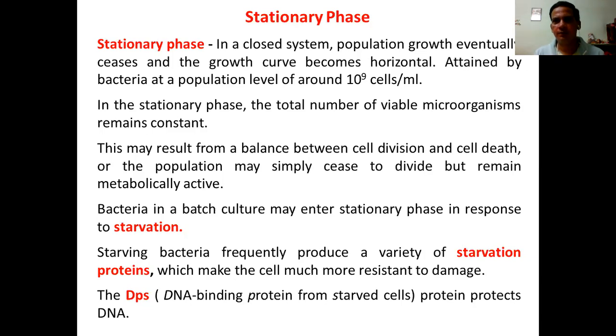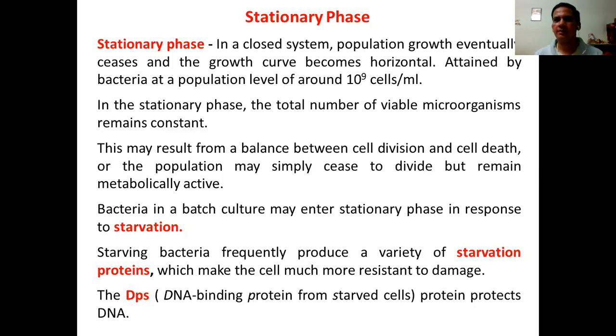Now this is constant. Why does it become constant? It is quite possible that a balance has been established between cell division and cell death. Or in a way we can say the population has simply ceased to divide. They become metabolically inactive. There are a number of instances where this could happen. Let's say the availability of nutrients is now limited. Initially there were fewer bacteria and more food was available, so they were taking it up at a rapid pace and dividing. But now the bacteria are more and food is less, so the division has ceased.